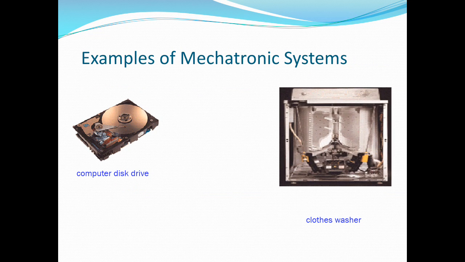Next, examples of mechatronic systems. Already you might know there are a lot of mechatronic system examples in today's life. For example, a simple example, your CD drive, computer disk drive. Even though mechanical action takes place, it's a mechatronic system. It is a combination of electronics and mechanical things. Your house clothes washer is again a mechatronic system. The action appears mechanical, but it is made up of mechanical as well as electronic and electrical things inside the clothes washer machine.